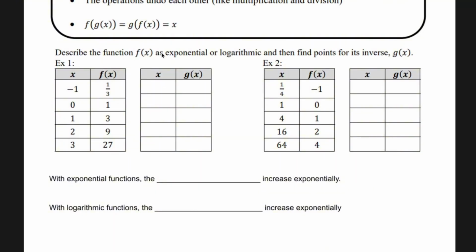All right, describe the function f of x as an exponential or logarithm and then find its inverse. So I'm going to go back to what I said before and fill in these blanks. With exponential functions, the f of x values increase exponentially. With logarithmic functions, the x values increase exponentially. So when I look at this, the x values go up normally. The f of x values triple. So you are exponential.